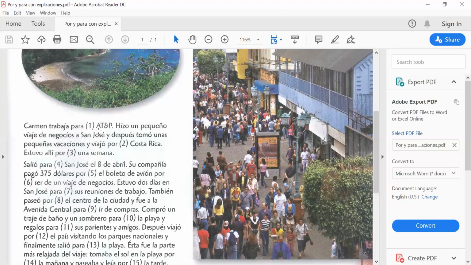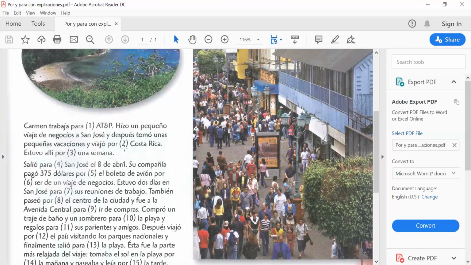Then the example here says, probably she did or she made, hizo un pequeño viaje de negocios. Un pequeño viaje de negocios is she did a small business trip a San Jose, to San Jose, y después tomó unas pequeñas vacaciones. And after that, she took some small vacations. Y viajó, here's the preterite tense, and she traveled.